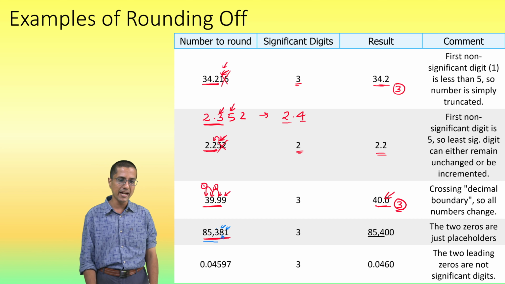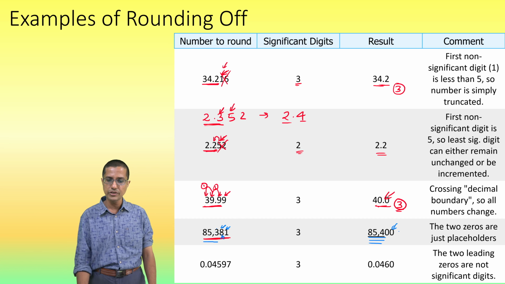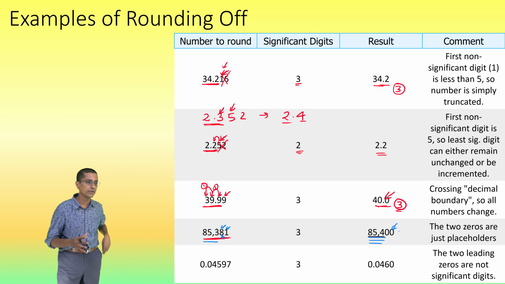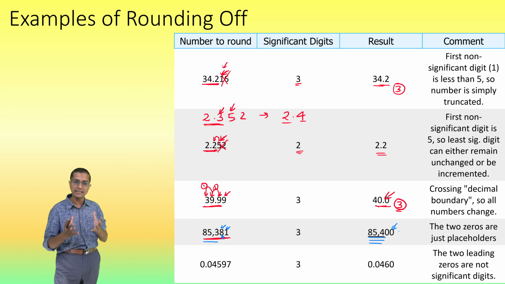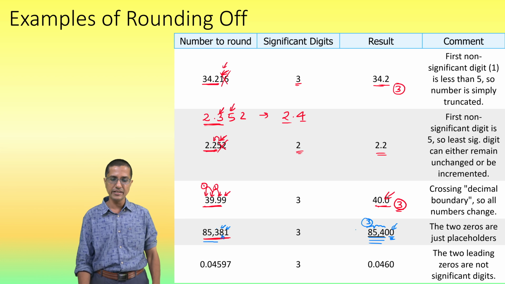Because there is an 8, I need to increment this 3, and this becomes 854. And notice that these trailing zeros are actually not significant, because there is no decimal point in that number. Therefore, these 3 zeros are insignificant, and I only have these 3 significant digits right there.